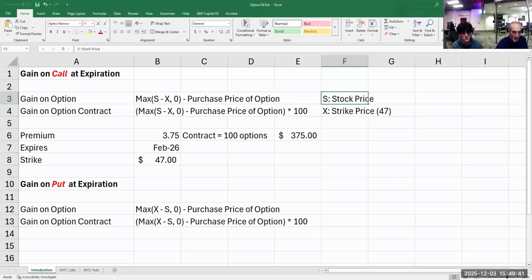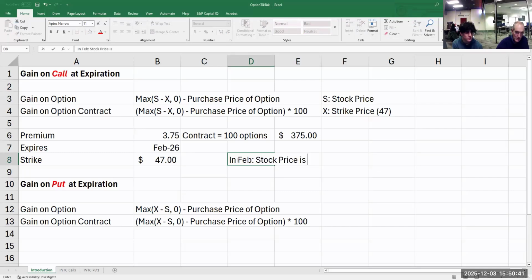Sometimes I like to look at the summary and just see where their stock has been the last few months, try to get a sense of what the stock price could do. So let's do a few scenarios. Let's say in February the stock price is 51. All right, so what is your gain? Your gain is going to be the max of 51 minus 47 and 0. What's the max of 51 minus 47 versus 0?